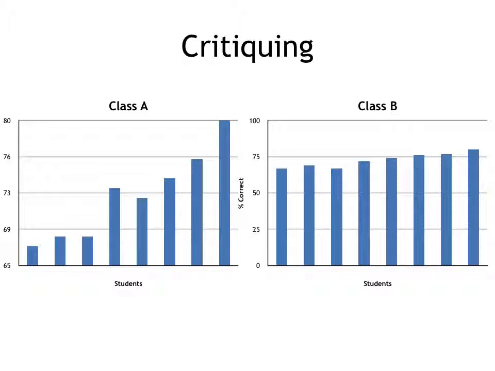But what's happened is on the left, the scale starts at 65 and goes up to 80. And look at the increments. They're in increments of what? They kind of bounce all over the place a little bit. So on the right, the scale goes from 0% correct to 100. So if we changed the scale on Class A to be the same as Class B, the two graphs would look very, very similar. And at a glance, you would be able to see there was not much difference between these two classes.